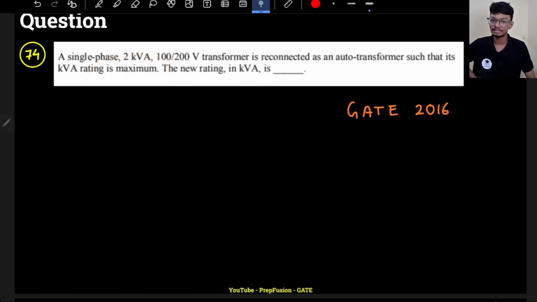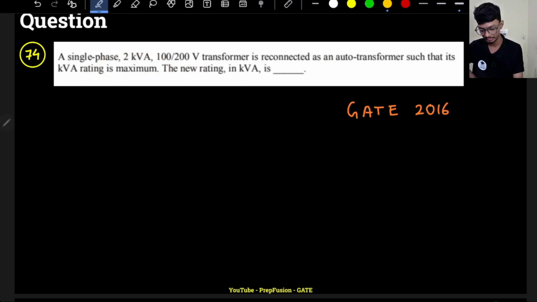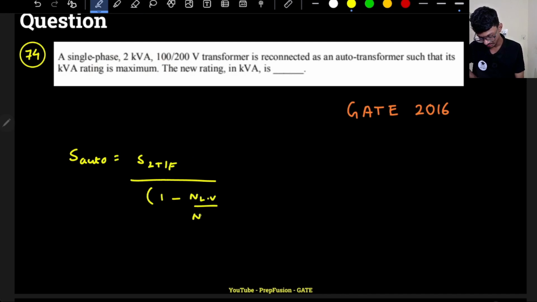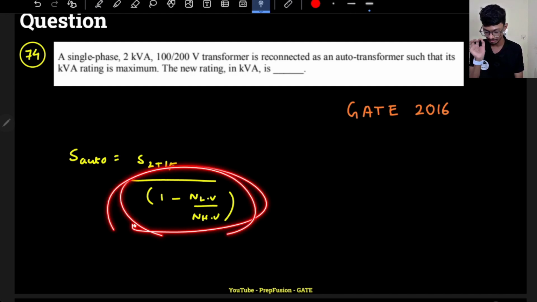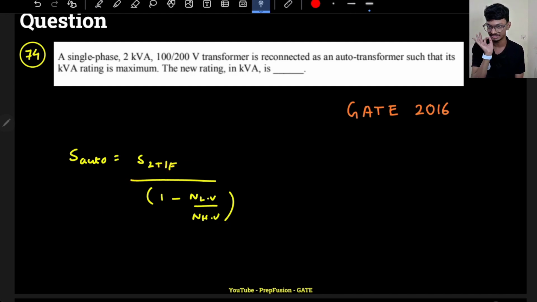So I want the kVA rating to be maximum. How can I make the kVA rating maximum? You remember this. You don't have to remember all the formula. Just remember that S auto will be equal to S two-winding transformer divided by 1 minus NLV by NHV. I hope you can easily remember this factor. I don't feel it is very difficult to remember.